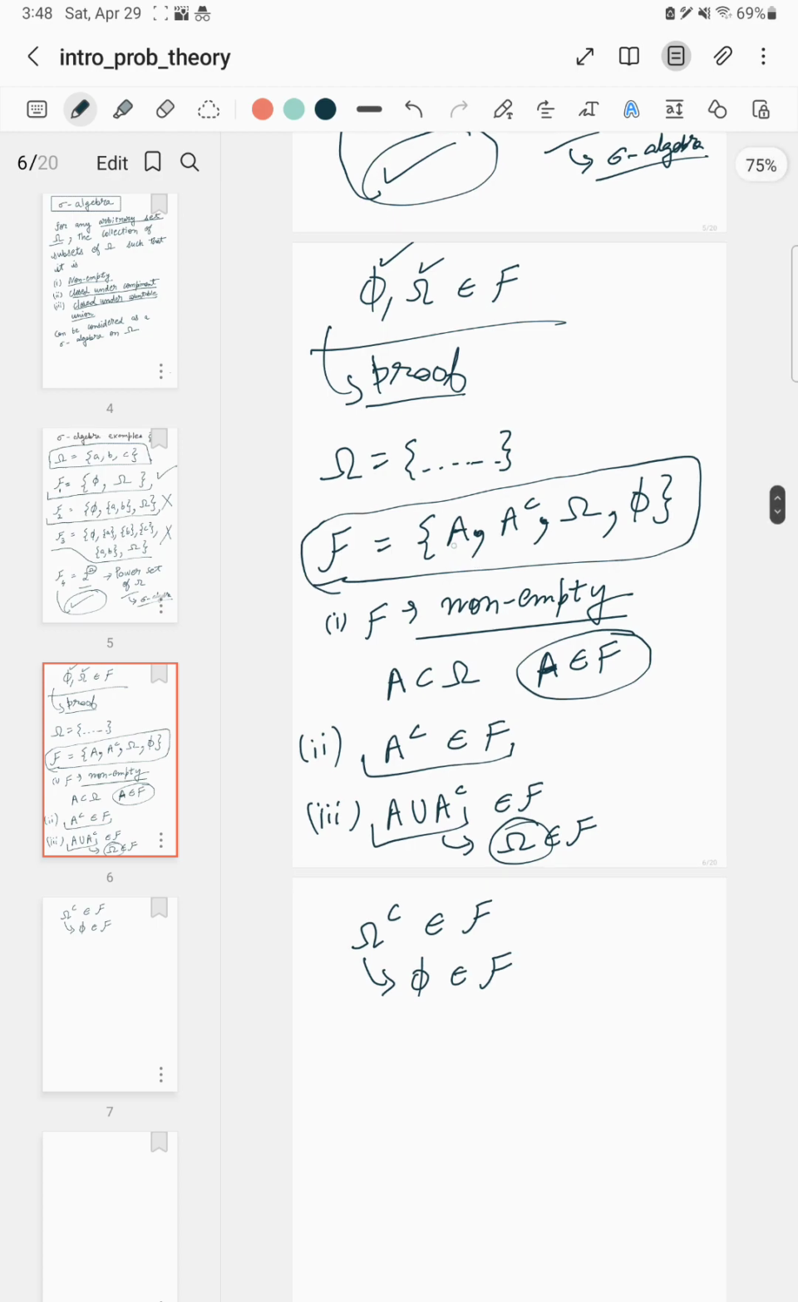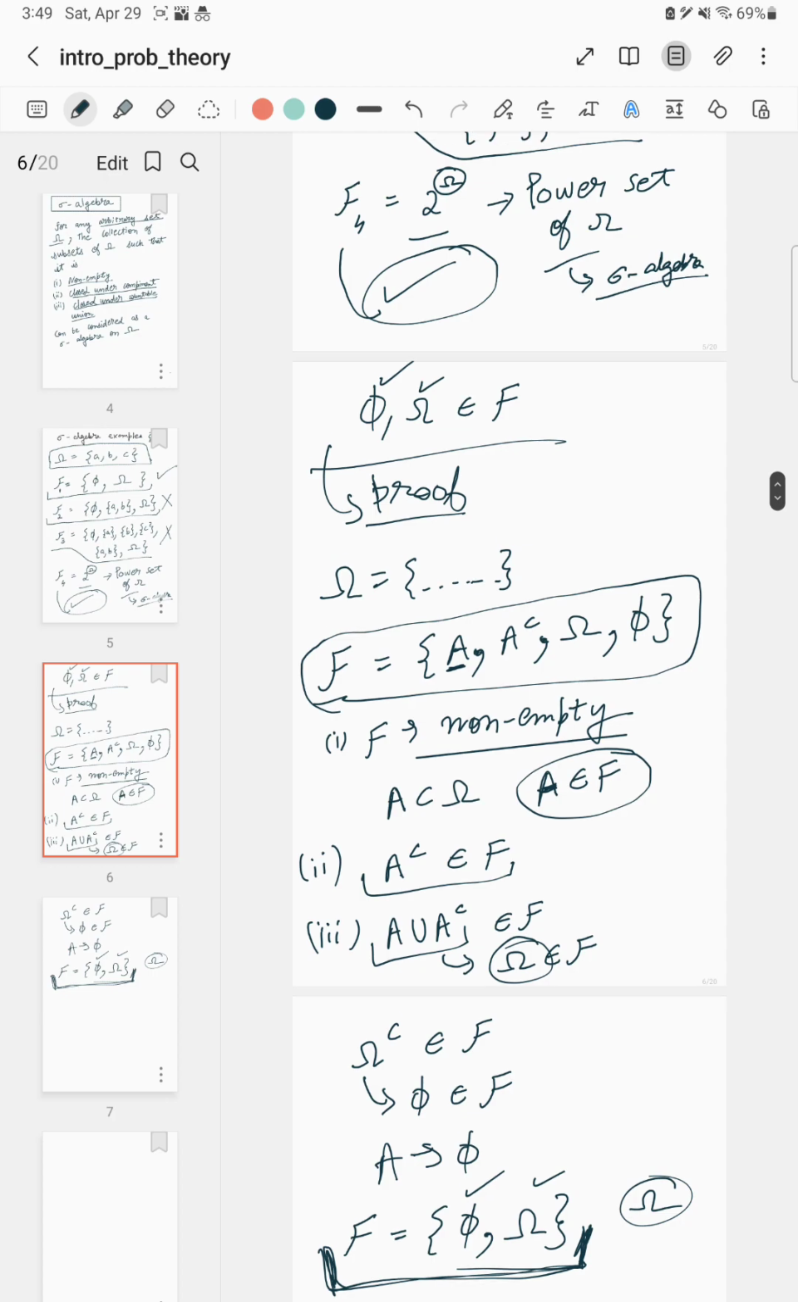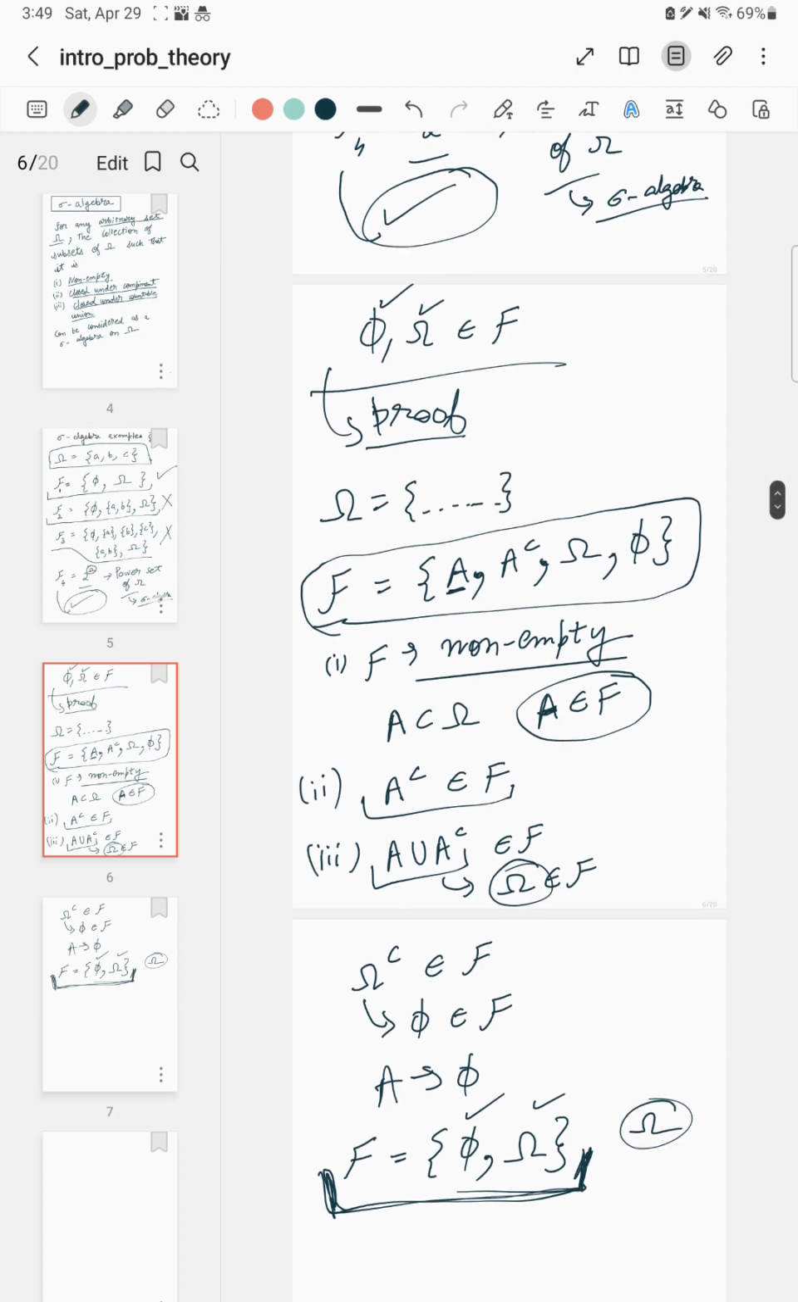And let's say you choose a set A such that A is phi itself. Let's say A is nothing but phi. In that case, F would be phi and phi complement, which is nothing but omega. So this is the smallest sigma algebra which is possible for any omega, and it should always contain the null set and the omega itself. Okay, so this is one such property.